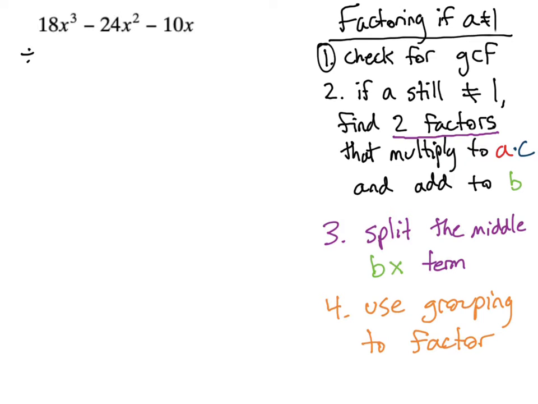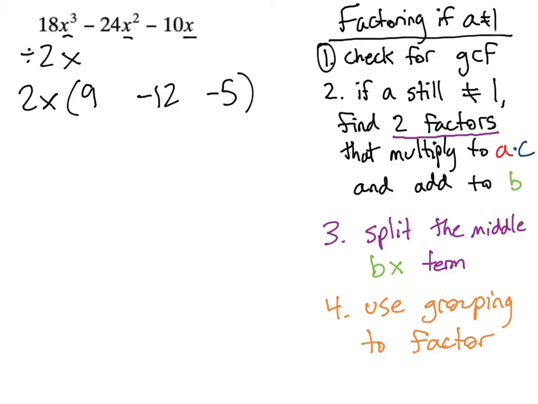So we can divide each of those terms by 2, and we can actually also divide every term here by x, because x is a factor that shows up in all three of these terms. So we're going to divide each term by 2x, and when we do that, the coefficients are all going to be cut in half. So we have 9, negative 12, and negative 5.